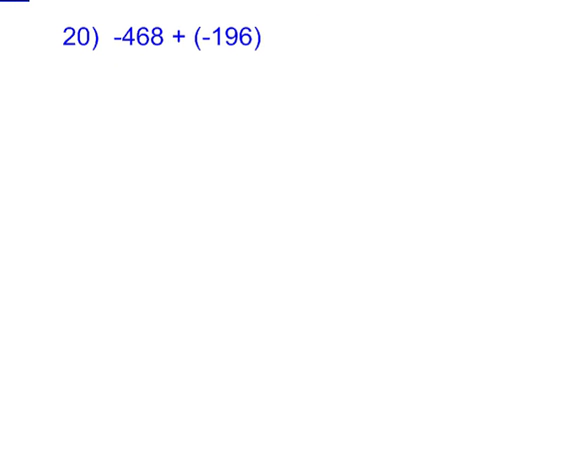Here is number 20. Find the sum. A negative 68 plus a negative 196. These would both be red cards. And when they're both red cards, we add them together, and our answer is going to be red or negative. So we add them. 468 plus 196 is 664. So this is a negative 664.